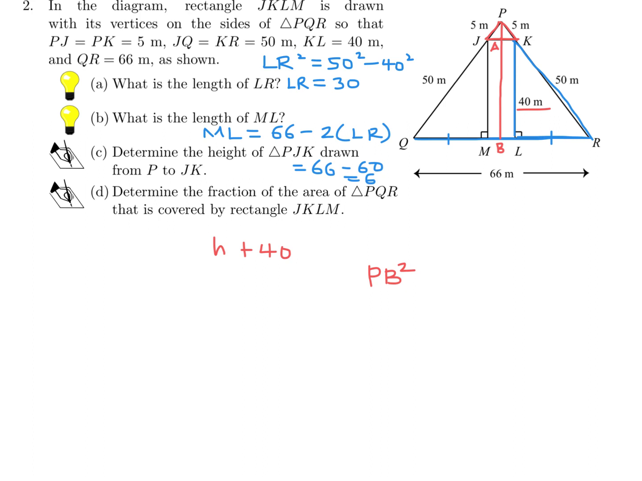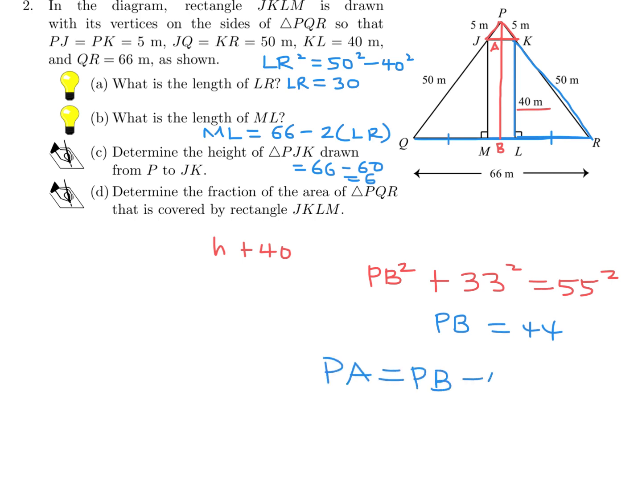Hold on, I think I'm doing this Pythagoras wrong here. Got to make sure that we do Pythagoras correctly, otherwise we won't get the right answer. Okay, there we go. That's correct. So you can solve this fairly straightforward, and then PB will end up to be 44. Now, we don't want PB, we want PA. So PA is basically PB minus that 40. So it's 44 minus 40, which is 4.